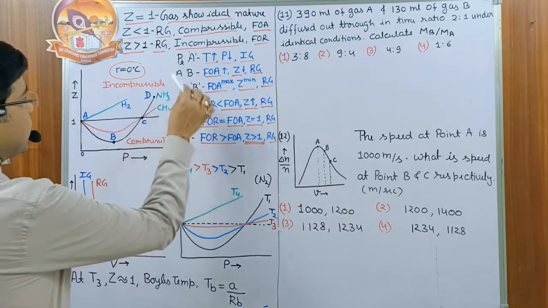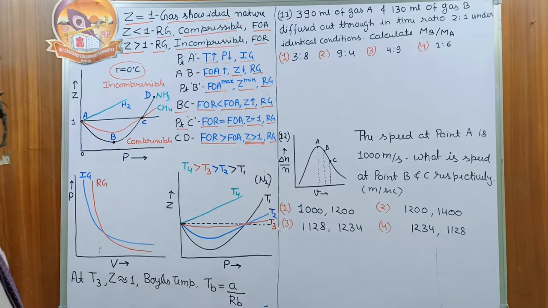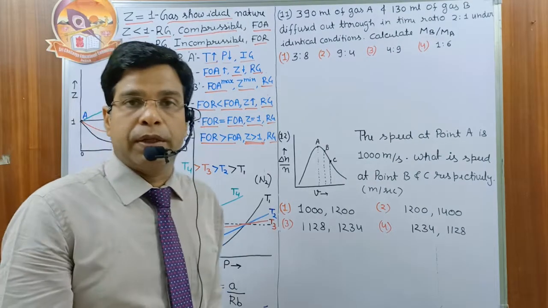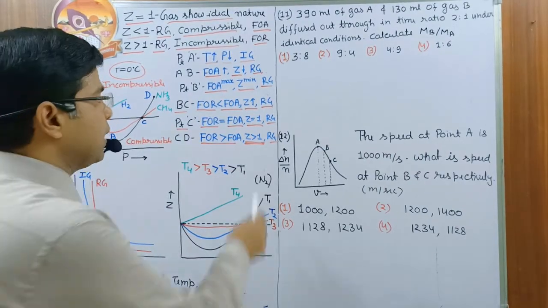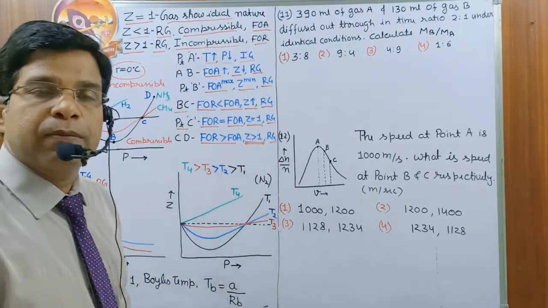When we go from the point C to D, now what happens? This time the force of repulsion dominates, and the force of repulsion becomes more than attraction, the Z value is more than 1, and the gas is a real gas. It is more incompressible.